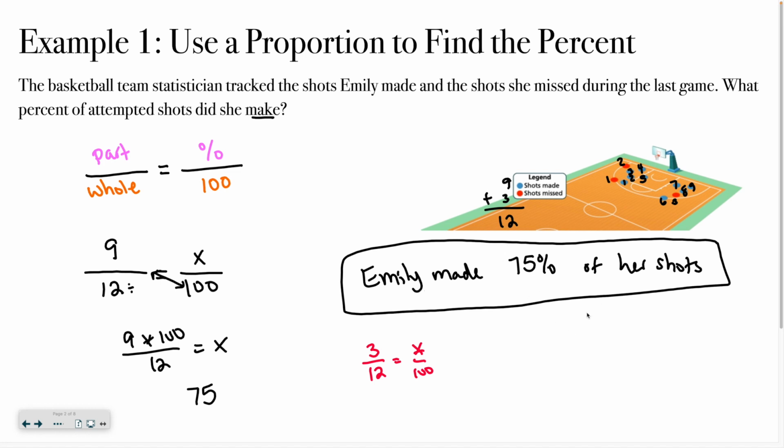If you're looking for both, what you could do is say, well, okay, 100% represents all of her shots. She made 75%. That means she missed 25% of her shots. So you could literally just do 100 minus whatever the percentage is that you already solved for. Okay, so you can do it either way, whichever one works best for you, but sometimes students like to know that little shortcut there.